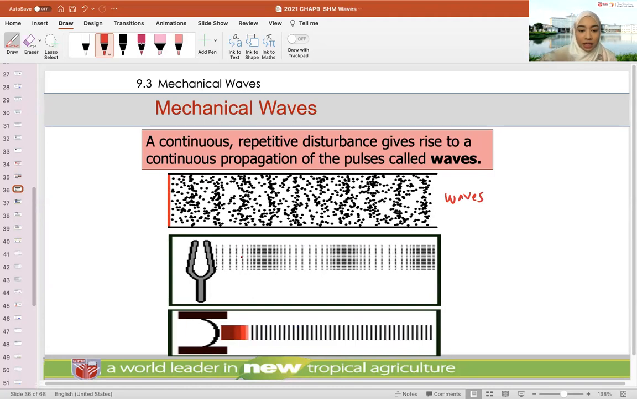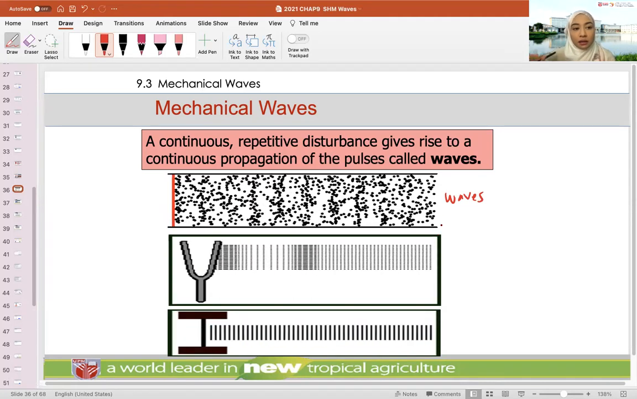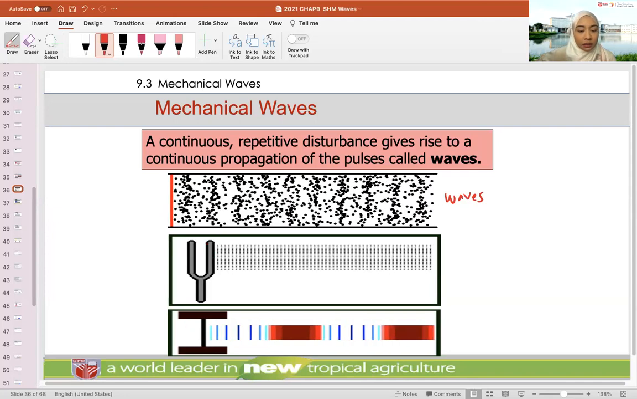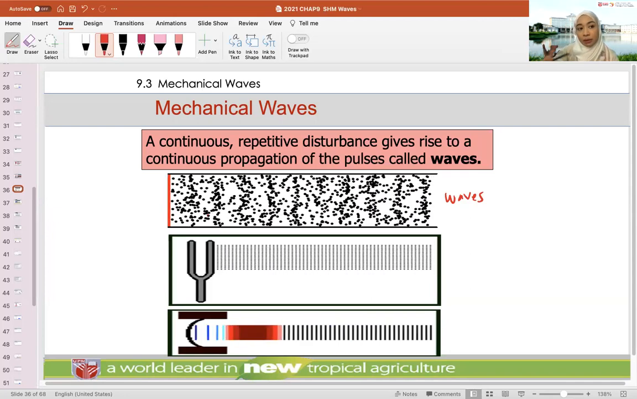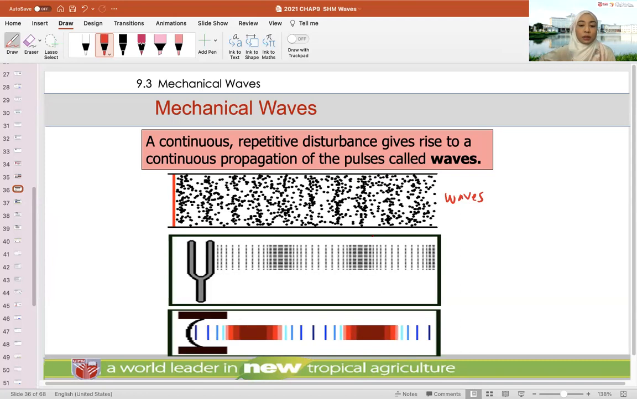So this is actually waves traveling, goes to your ear, you hear that ding from the fork. And this can happen for a long time because the vibration takes a long time to stop, right? So you assume that it is repetitive. And then you keep on doing it, so it becomes repetitive.